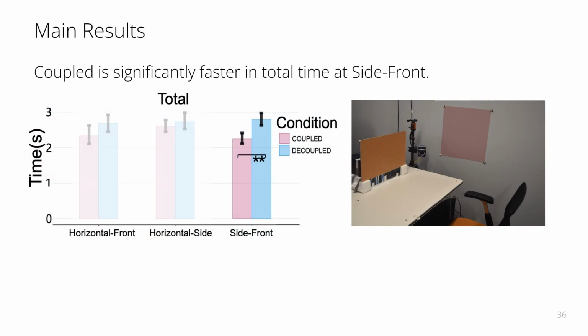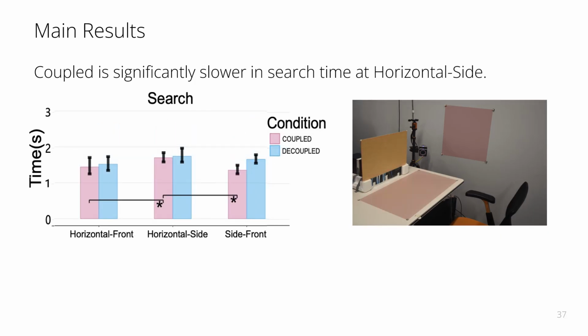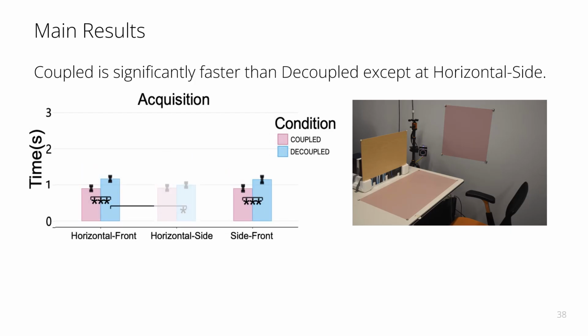Our results show that coupled and decoupled again had non-significant differences in accuracy, but coupled is significantly faster in total time than decoupled at side front. The coupled condition is also significantly slower at horizontal side than the other two surface pairs. Coupled is significantly faster in acquisition than decoupled at two surface pairs, except at horizontal side. Decoupled is slower at horizontal front than at horizontal side.